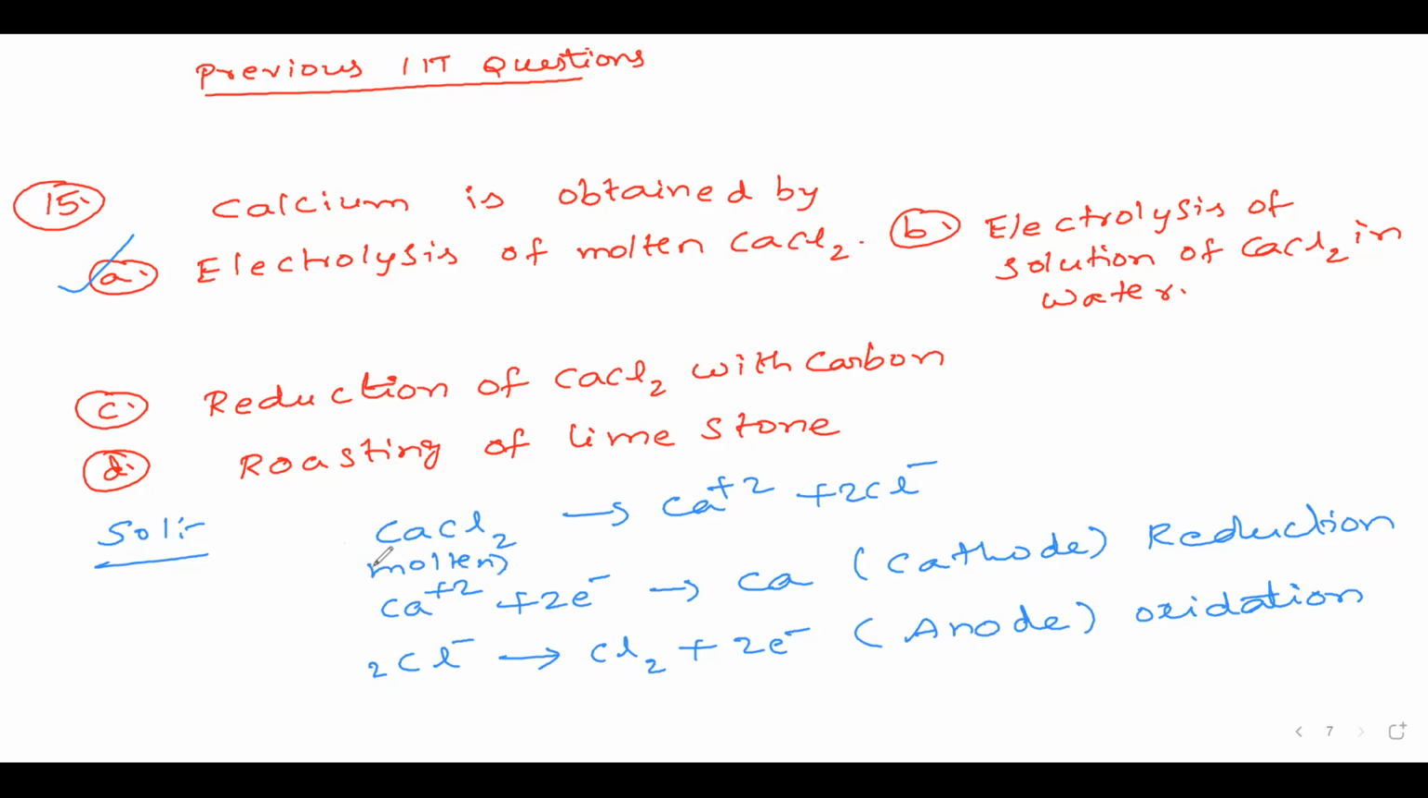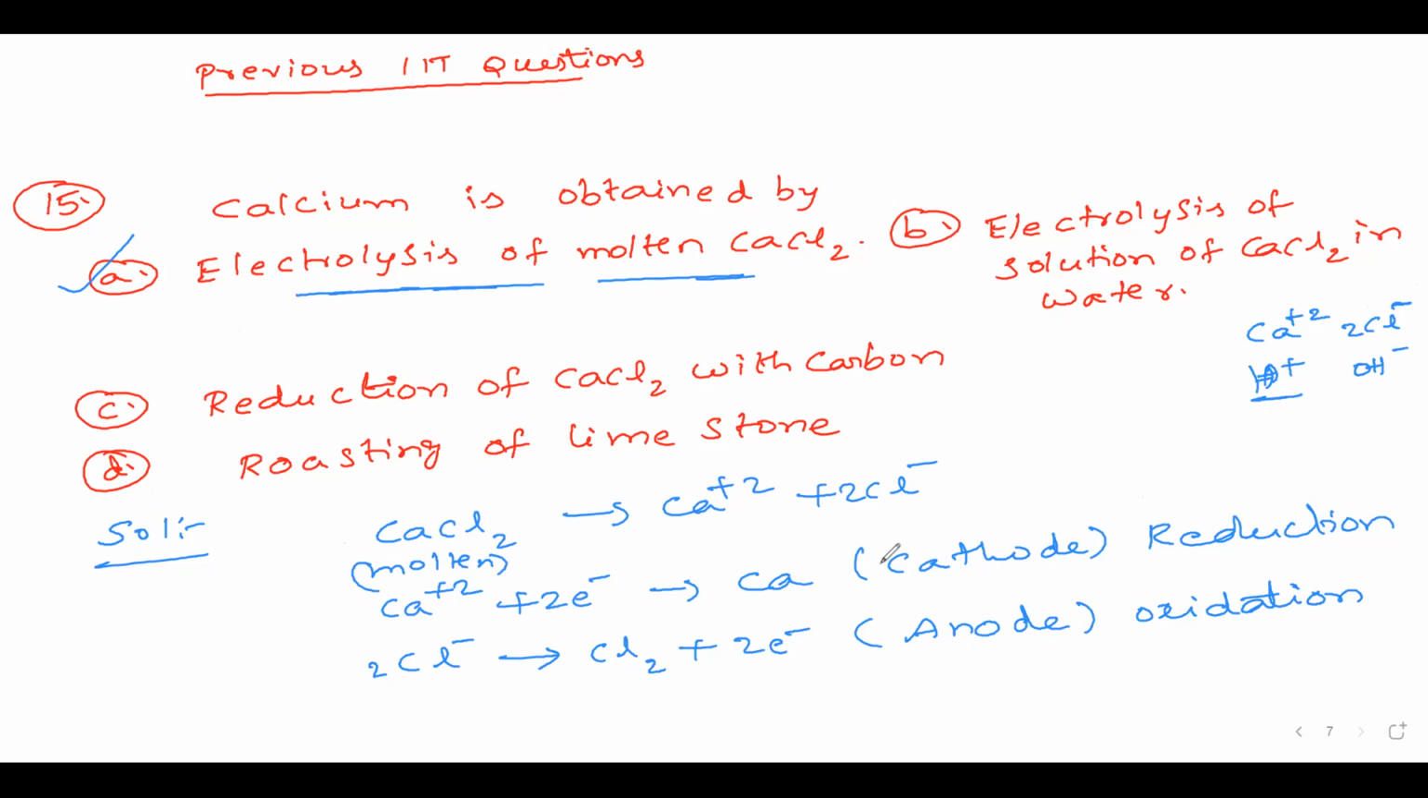If you take calcium chloride with water, they will form calcium ions and chloride ions, as well as water also dissociates to form H plus ions and OH minus ions. So the preferred product will be hydrogen. So hydrogen will deposit at the cathode in place of calcium. So that's why it is not possible. So the answer is only the first option, molten CaCl2.